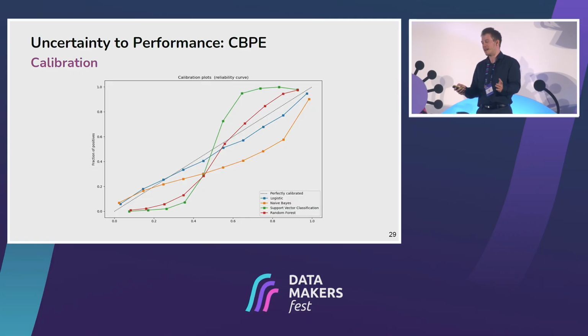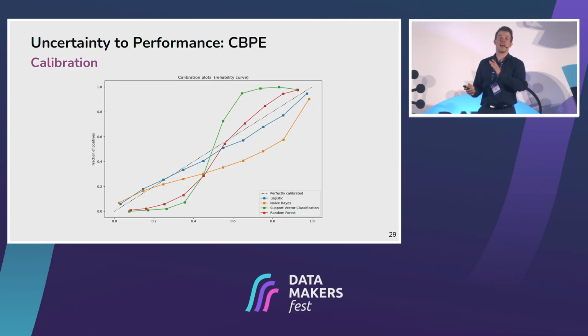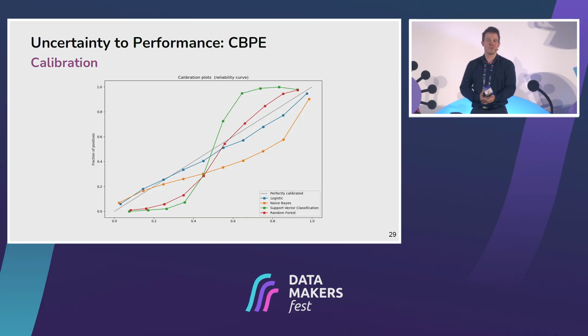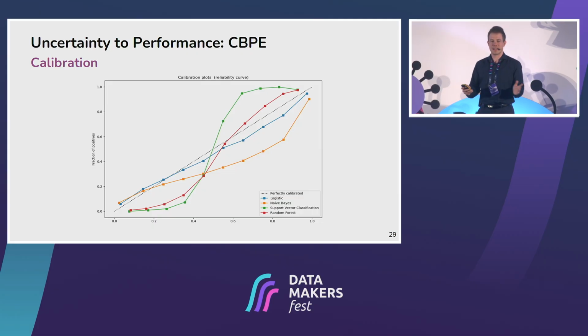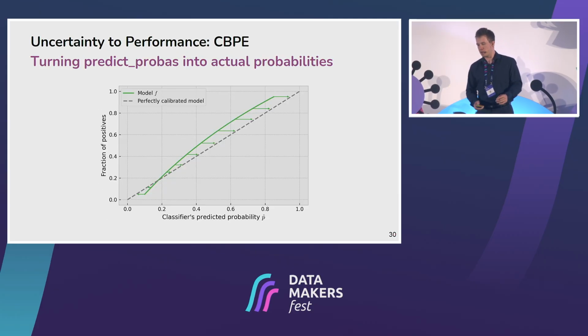We calibrate. What is calibration? Basically, we're going to fit a 1D regression model here. It can be isotonic regression, it can be gradient boosting, it can be anything. And we're going to straighten that line. That's it. As simple as that.